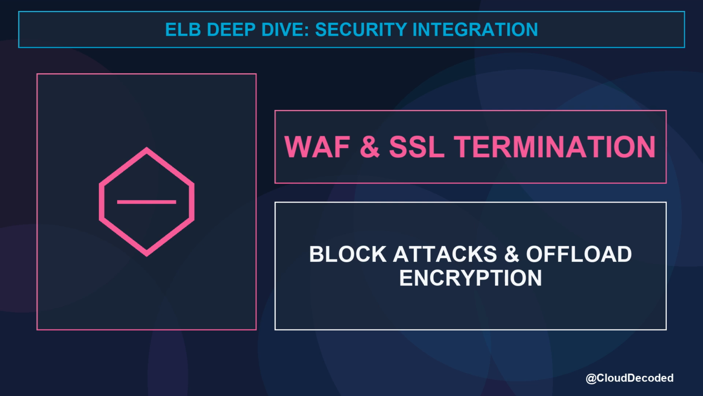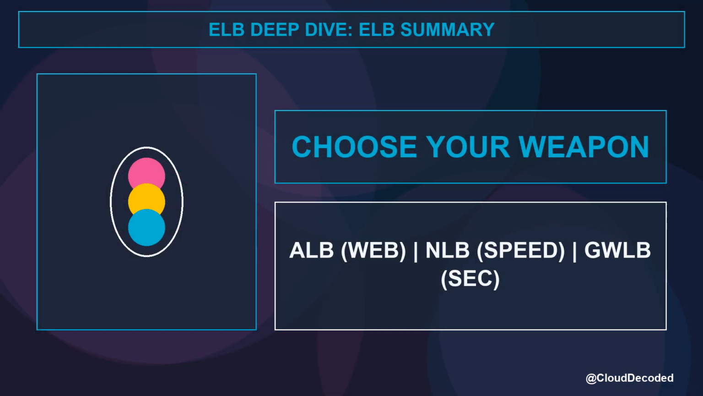To recap, use ALB for flexible, content-based routing for web apps. Use NLB for extreme performance and static IPs. Use GWLB for scaling security appliances. Mastering these three tools is essential for any AWS architect. That is AWS Elastic Load Balancing explained.